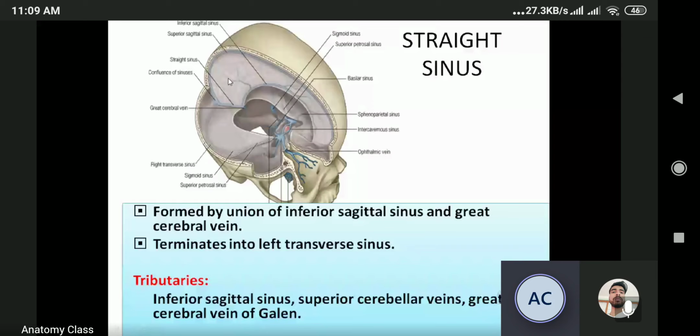The straight sinus is present at the junction between the falx cerebri and tentorium cerebelli. Talking about the tributaries of the straight sinus, the inferior sagittal sinus and the great cerebral vein of Galen are the formative tributaries. Plus, the superior cerebral vein also drains, and the superior cerebellar vein also drains into the straight sinus. So this is about the tributaries, formation, and termination of the straight sinus.